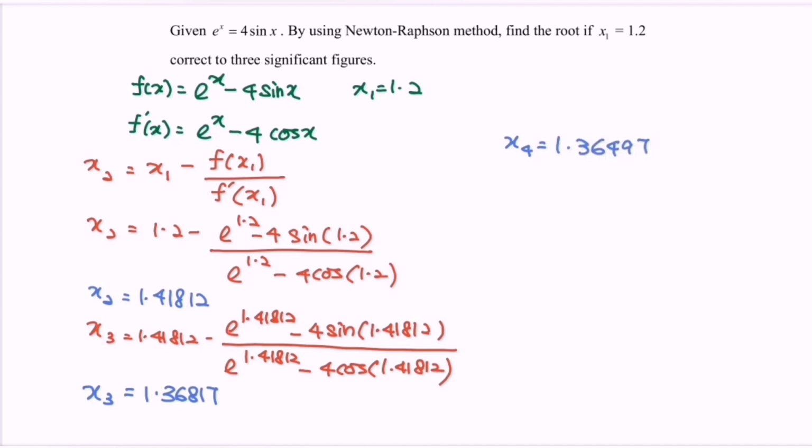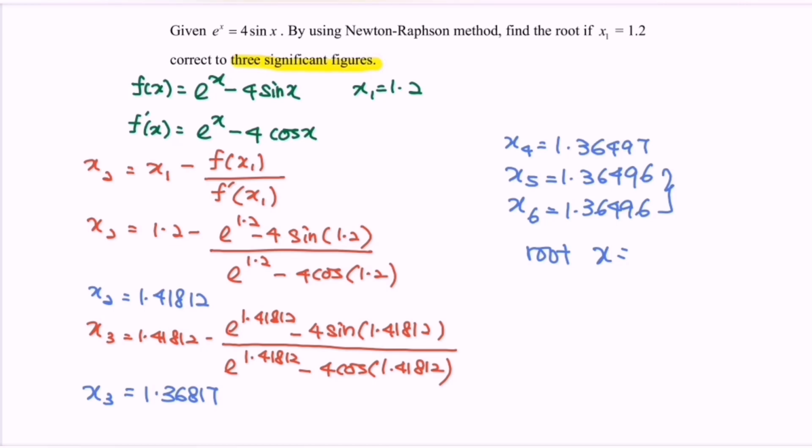Repeat the process. So we will have x4 which is equal to 1.36497. Repeat again. x5 is 1.36496. So x6 is 1.36496, and we notice that here we have a repeated value. So the answer would be the root x equals... Kindly refer to the question. Here they mentioned 3 significant figures, meaning we have to refer to this part, and we can express our answer as 1.37 or 1.36. That will be the root for this question.